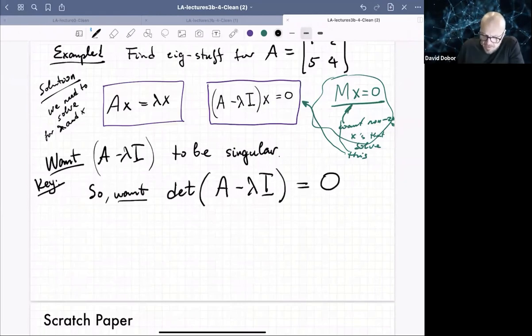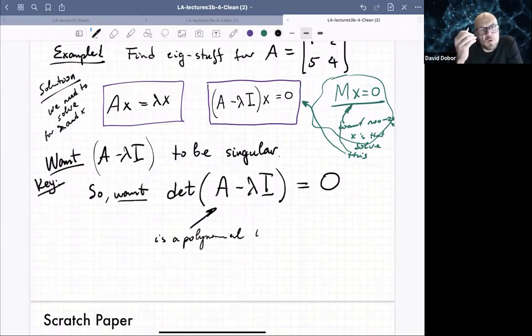So this determinant is a polynomial in lambda. Lambda is the variable here. The others are entries. So I'm looking for those lambdas that make this determinant 0. It's a polynomial called the characteristic polynomial.